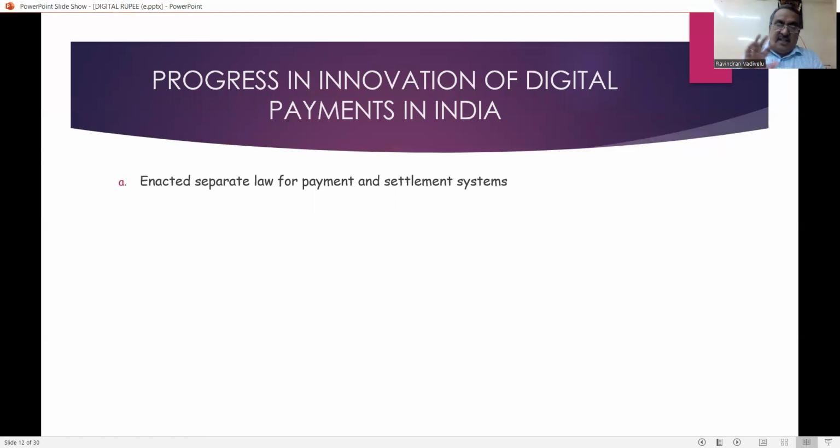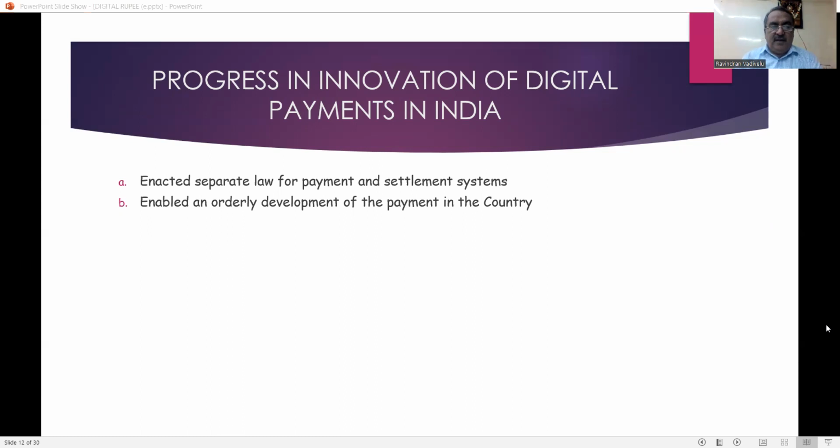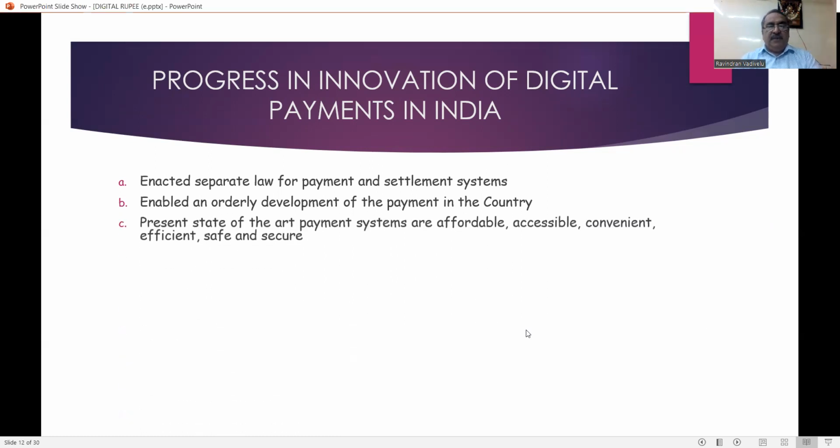So one thing, this entire digital rupee concept is towards payment. The government enacted a separate law for the payment and settlement system, enabling the orderly development of payments in the country, and the present state-of-the-art system is affordable, accessible, convenient, efficient, safe, and secure. This is the concept of digital payment. You can afford it, you can pay it, you can easily access it. It's convenient for you.